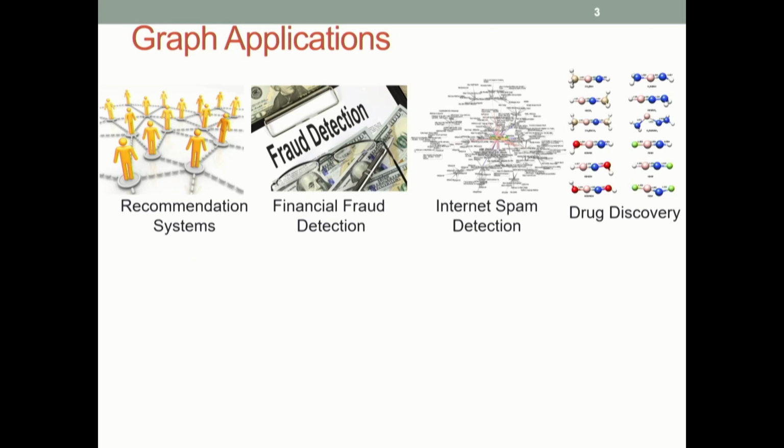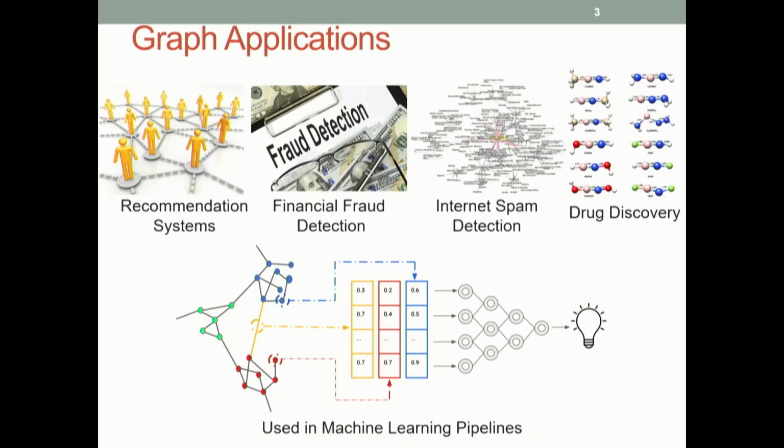There are many other applications of graphs out there. For example, graphs are used in many modern recommendation systems that are deployed on social networks or e-commerce platforms. Graphs are also used for fraud detection in financial networks, for spam detection on the internet, as well as for drug discovery. And graphs form a foundation of many machine learning pipelines, including in the applications listed on this slide here. And therefore, it's important to understand what graphs are and understand how we can efficiently process them.